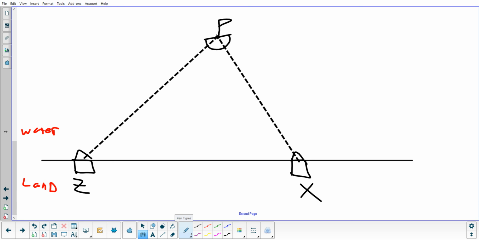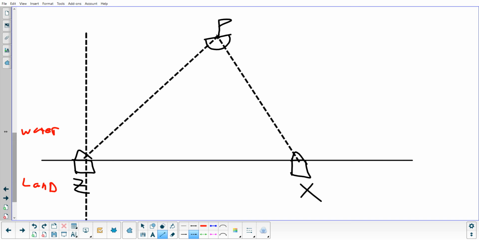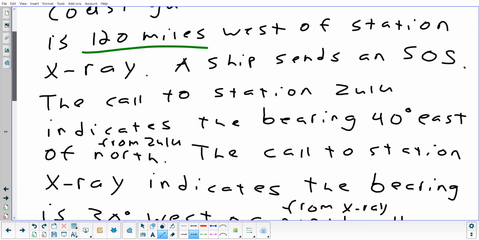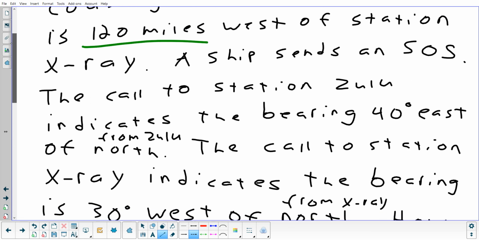Now, each station is going to observe the angle from their perspective to the boat. So think about it like this. Imagine putting a line right there that represents north-south, and another line right there that represents north-south. It says the call to station Zulu indicates a bearing 40 degrees to the east of north. Well, this is north.